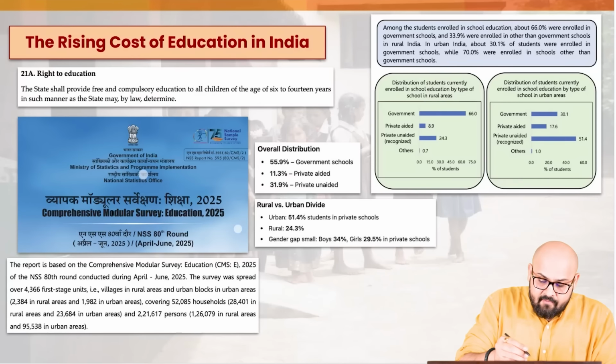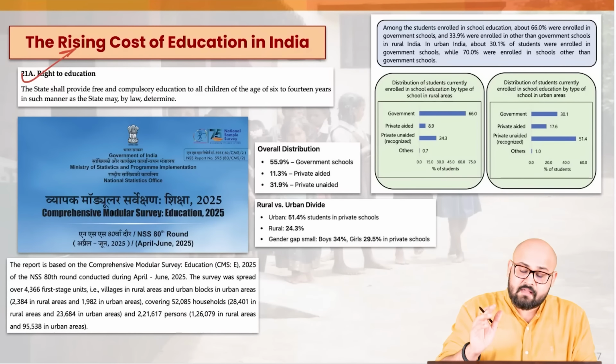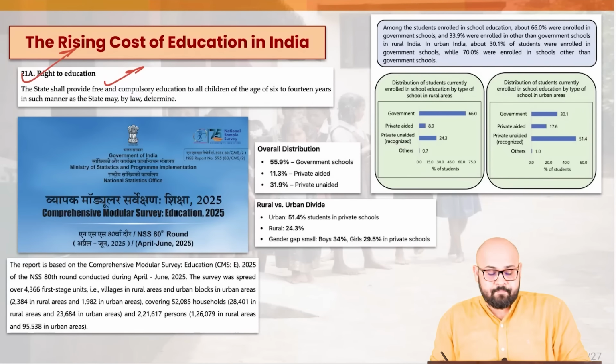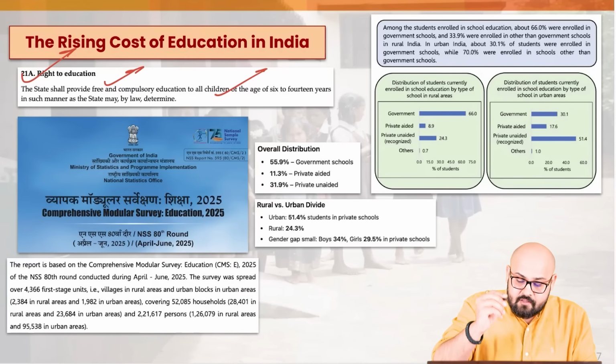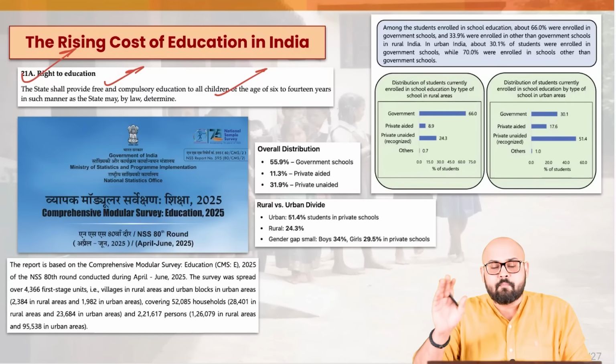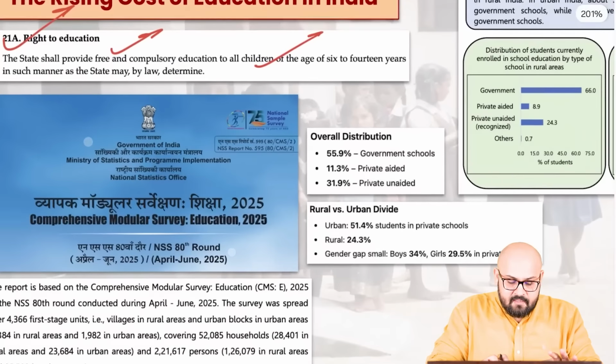So as I said, we have Article 21A, which primarily talks about the right to education, which says the state shall provide free and compulsory education to all children between the age of 6 to 14 years of age in such manner as the state may by law provide. So this is a fundamental right. And we have this particular survey.